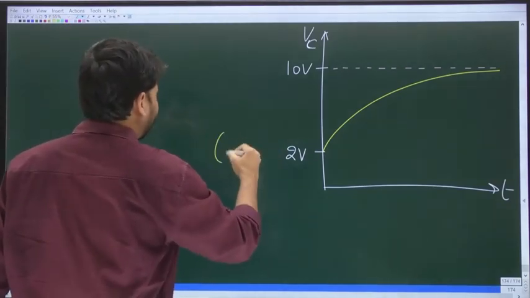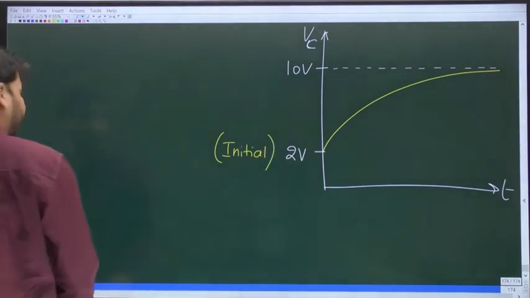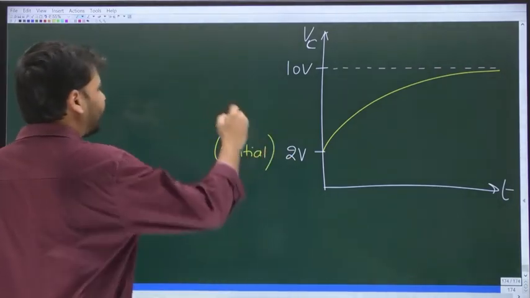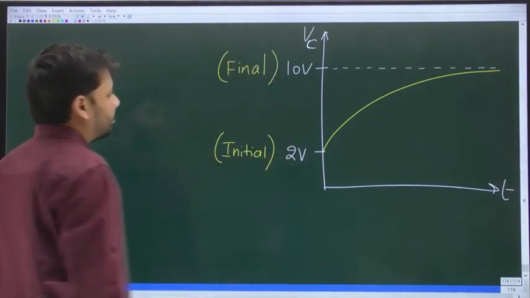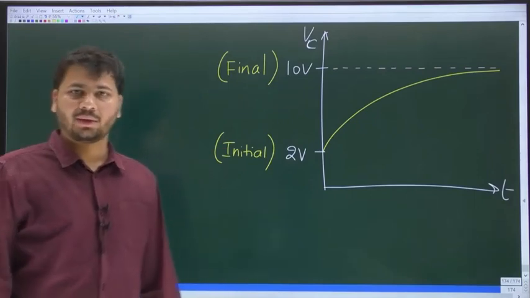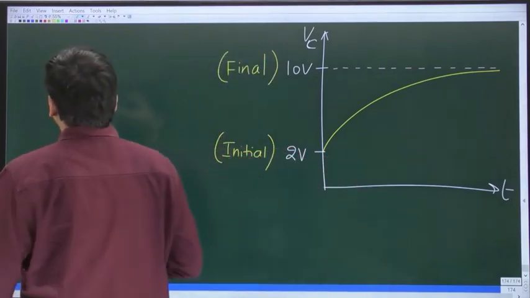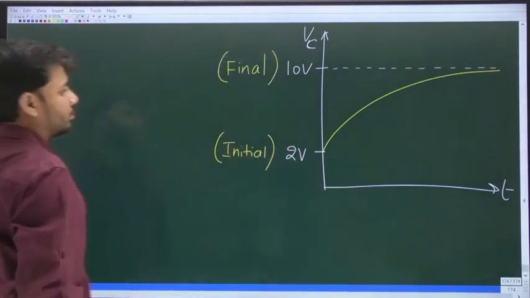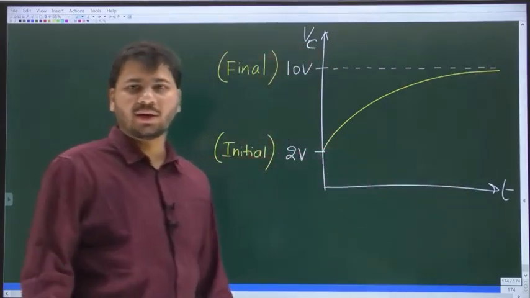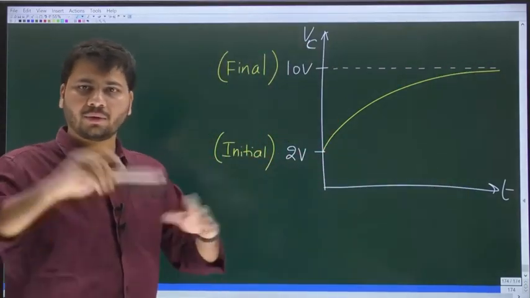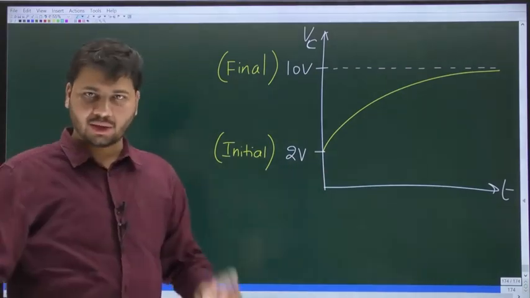So this 2 volts is the initial voltage across the cap, and this 10 volts is the final voltage across the cap. Okay. And here also, if you try to see, this exponential, is it not an exponentially increasing function? Yes or no? From 2 volts it will exponentially increase to 10 volts.